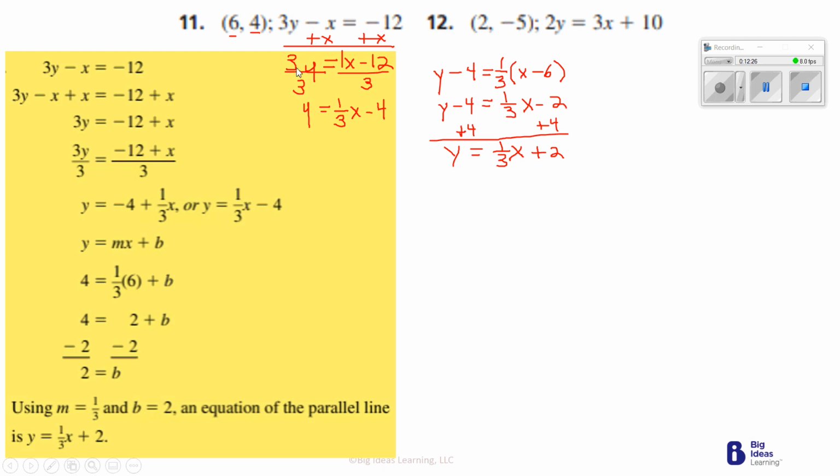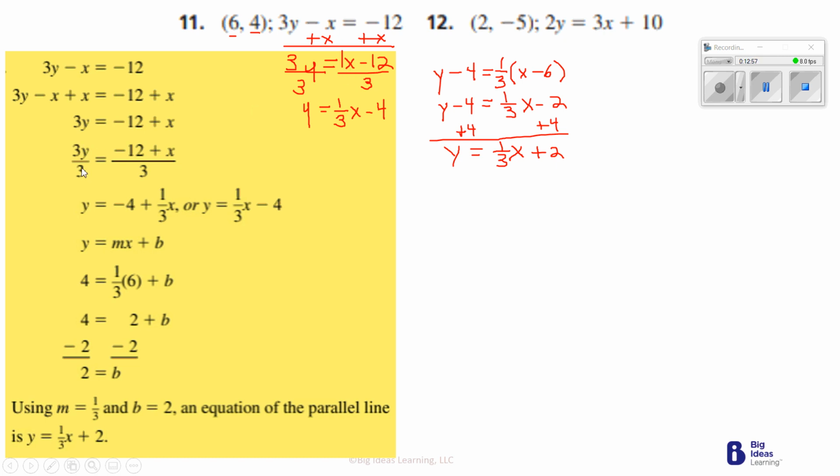Over here, we started with 3y minus x equals negative 12. We're putting it in point slope form. Well, actually, I said minus, but we added x to both sides, and that's what they did here, right? That gave us 3y is equal to negative 12 plus x. That's what I had here, negative 12, and then x.